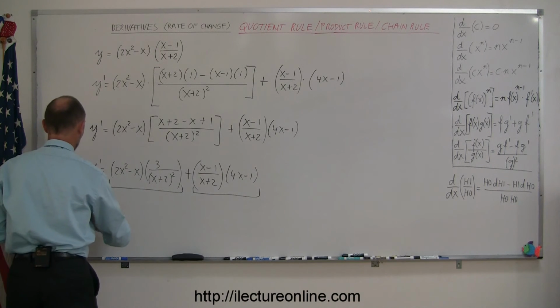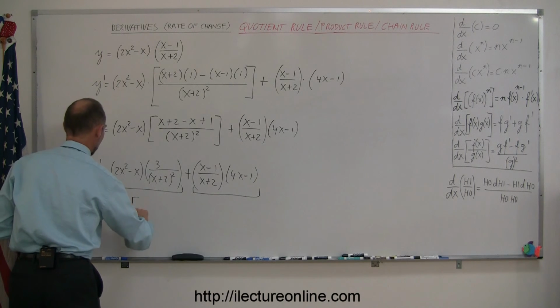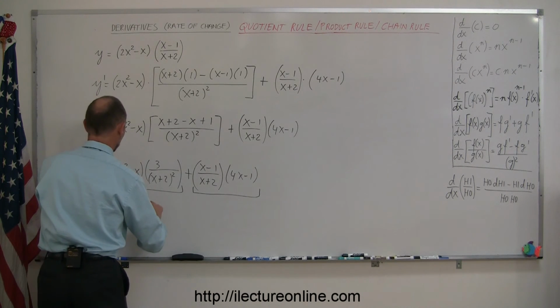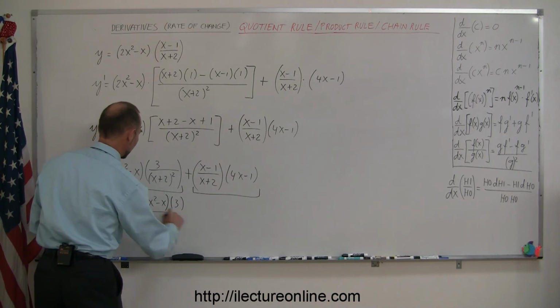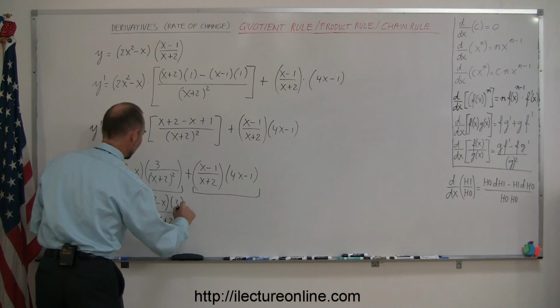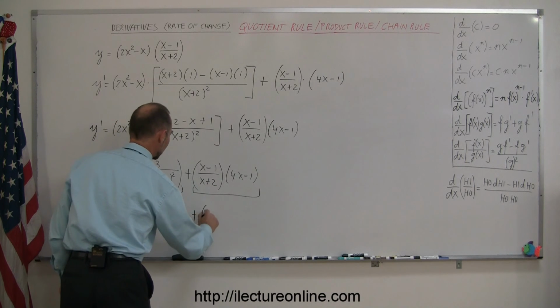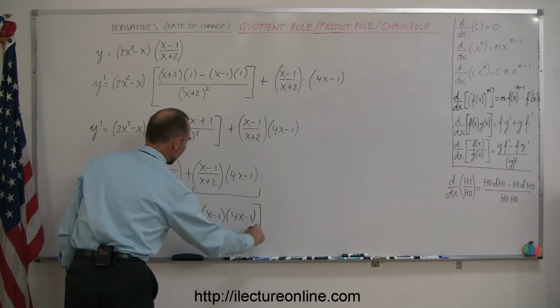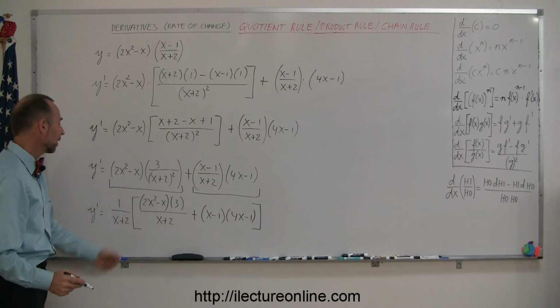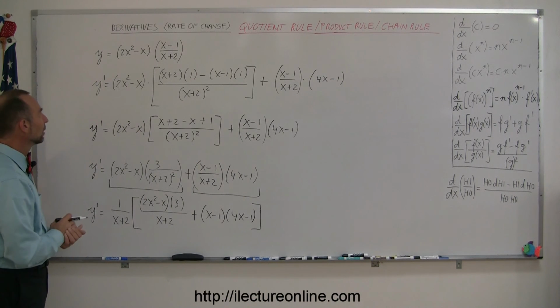So technically, we can say y prime is equal to 1 over x plus 2 times, then here we still have 2x squared minus x. We could also factor out an x here if we really wanted to, times 3, all divided by x plus 2, because now we only have 1 left. Plus, notice the x plus 2 is gone, so this leaves us with an x minus 1 times a 4x minus 1, like so. And yes, technically we could factor out an x if we wanted to, but that's good enough for here.